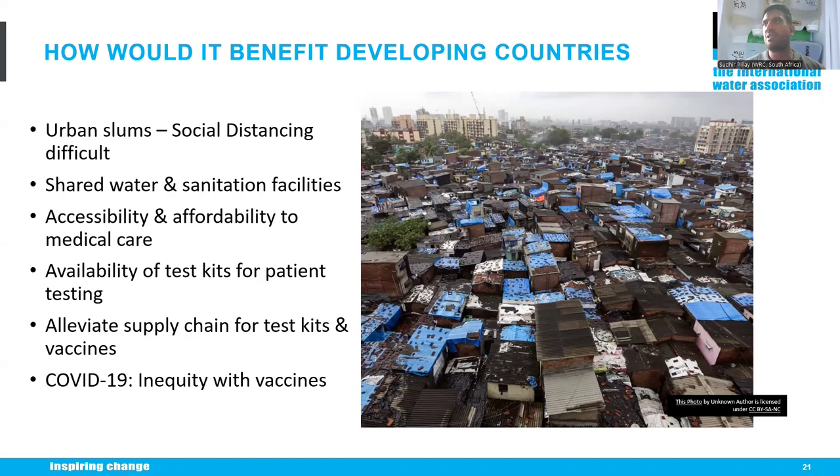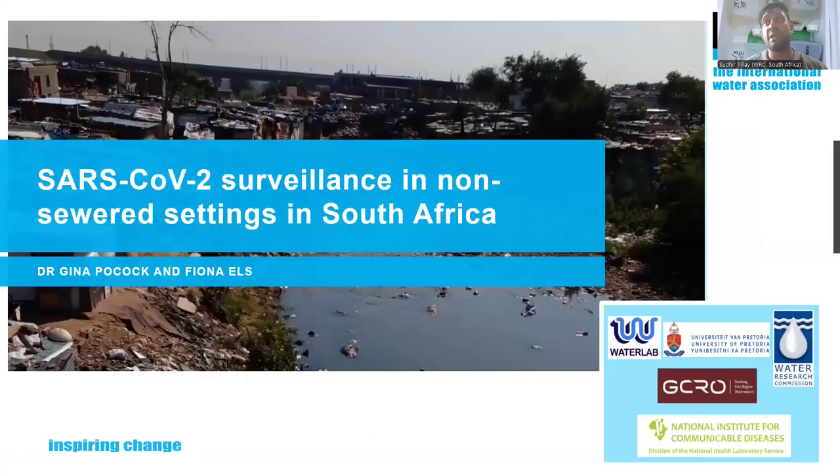So having another tool in the arsenal for non-sewered areas, a surveillance tool for the developing world, which tends to have more non-sewered systems, would really help, because you probably could do one test for maybe 10,000 or 1,000 people. It saves on test kits and those types of things. I remember even myself, at the onset of the pandemic, when it first started, I was in contact with one of the first cases in the country. They said, if you're not feeling sick, we don't have enough kits, just stay at home for 14 days. Something like this from a surveillance side would really help non-sewered and developing countries. So that's the end of my presentation.